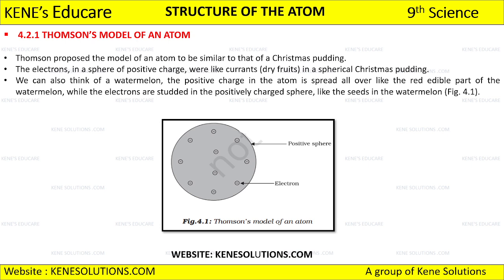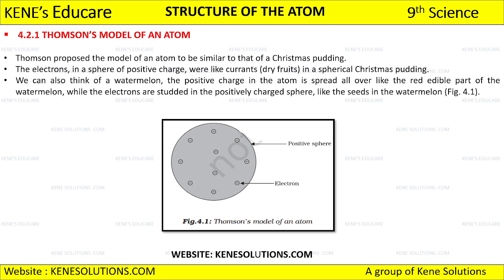Okay, so remember this. Thomson proposed the model of an atom to be similar to that of Christmas puddings. What was he thinking? That the model of an atom can be considered similar to that of the Christmas pudding. So the electrons are in a sphere of positive charge. The circle that you can see is a sphere of positive charge. Inside that we have some electrons which are present, like currants, like we have dry fruits added in a spherical Christmas pudding, it's like that.